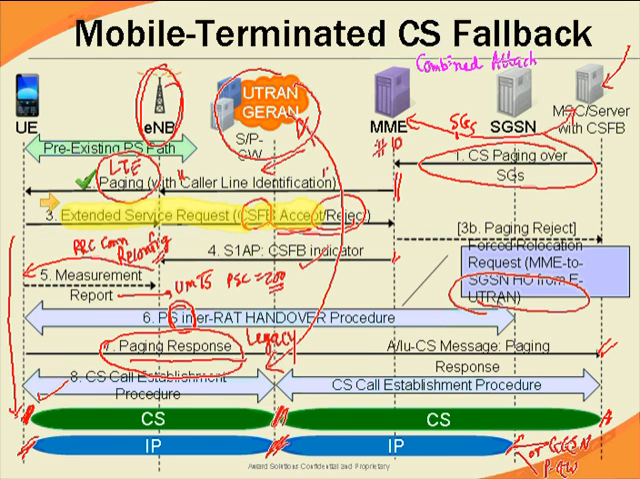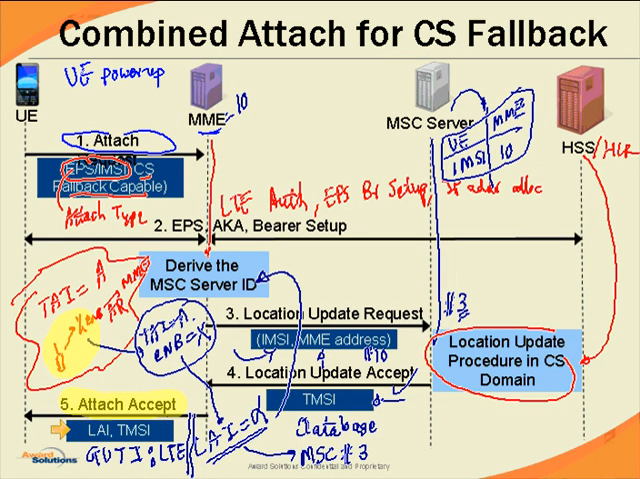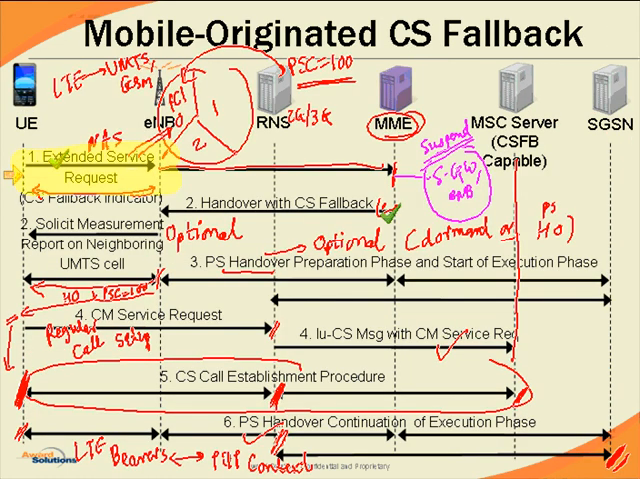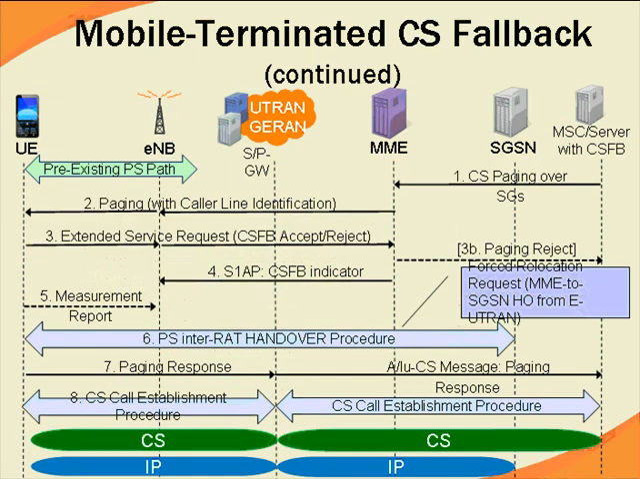Okay. So we looked at the combined attach, which is after power up. So now the MSC server and MME know about each other. We looked at how to do a mobile originated call and how to do a mobile terminated call. So that is all about CS fallback. If we have time toward the end, we will talk about the 1X CS fallback as well. At least I will give you the main concept at the minimum.